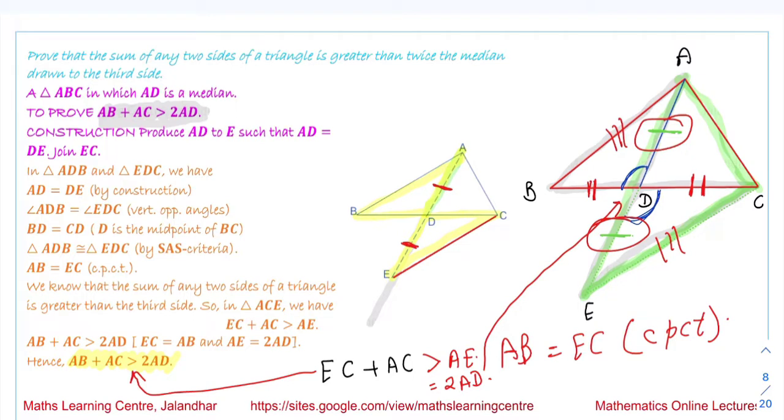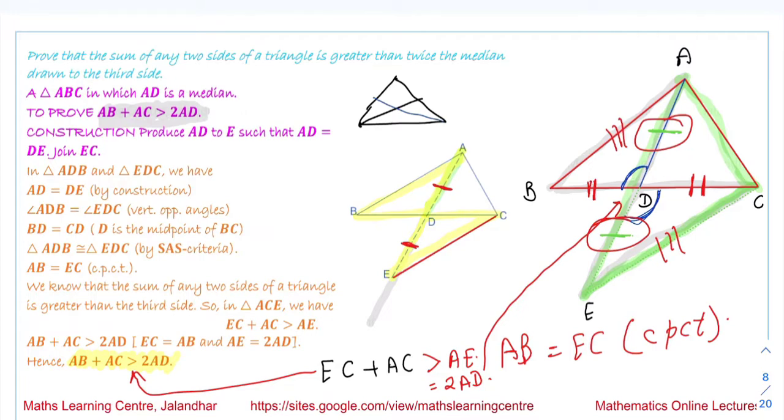Similarly, we can talk about any other two cases. If this is a triangle and we are considering the median in this form, we can prove in the similar way. If we are taking the median in this form, we can prove in the similar way that the sum of the two sides of a triangle is greater than twice the length of the median.